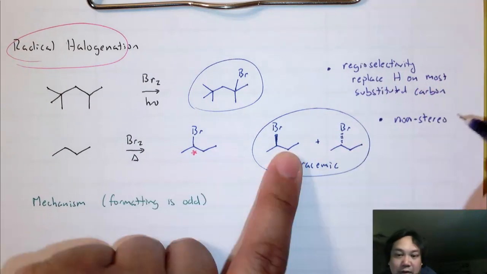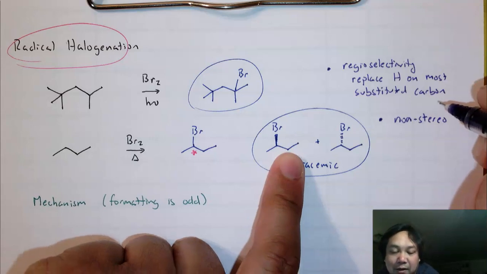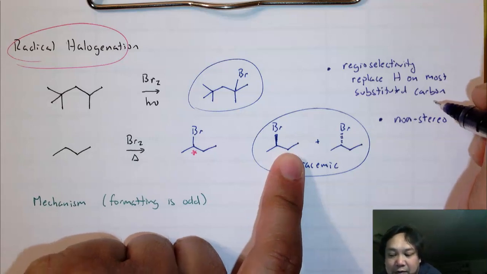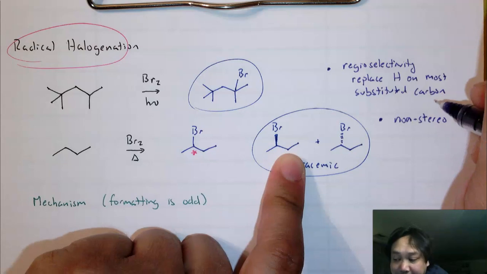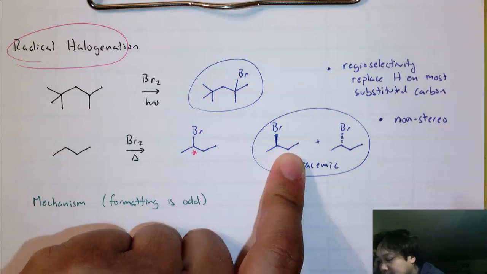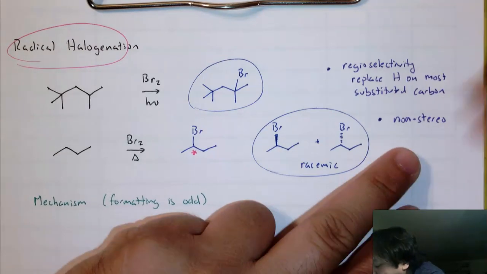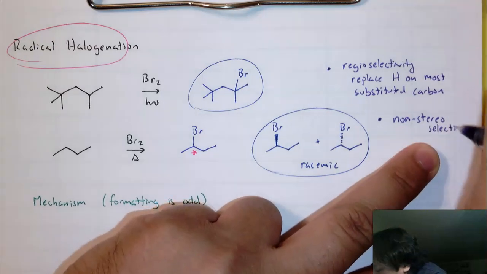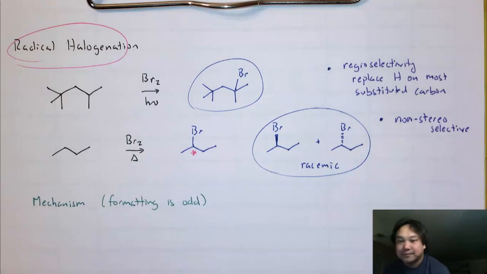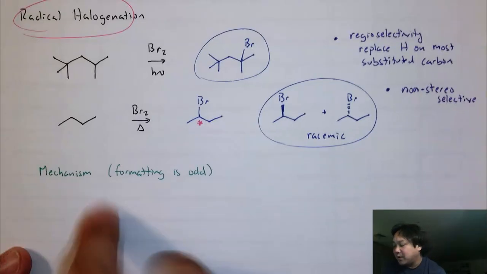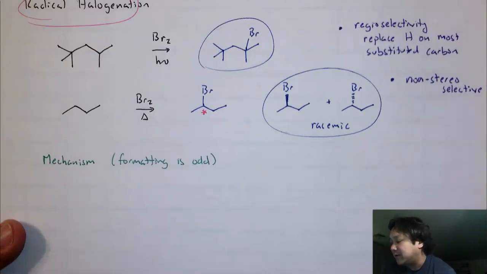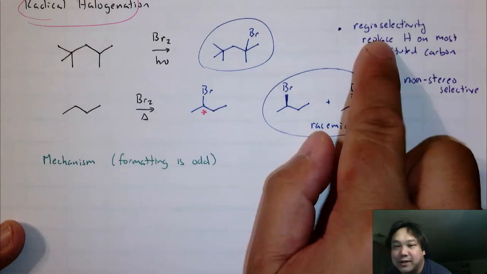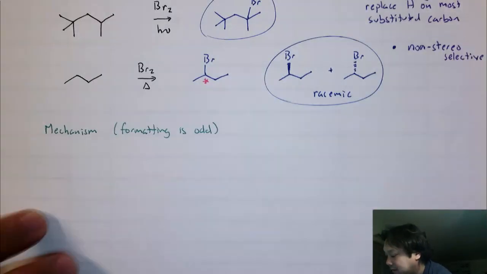Stereo, it's non-stereoselective, because the incoming halogen can come in 50-50 from either side, front or back, up or down. So it's non-stereoselective. And we could discuss the non-stereoselectivity and even the regioselectivity in the mechanism.